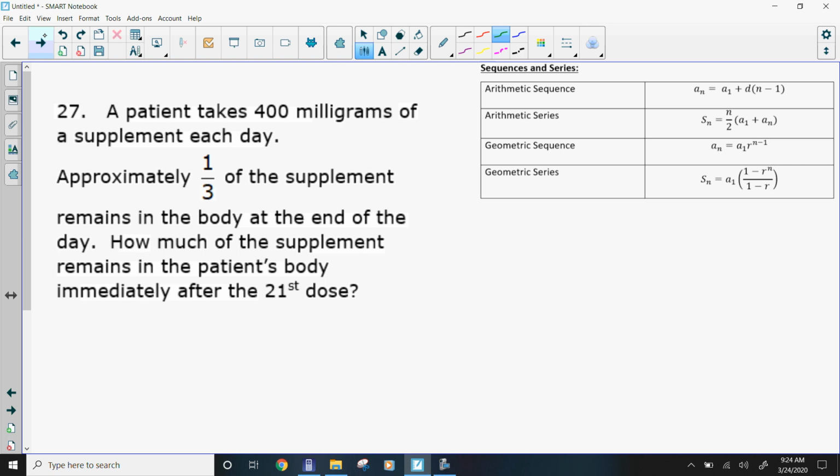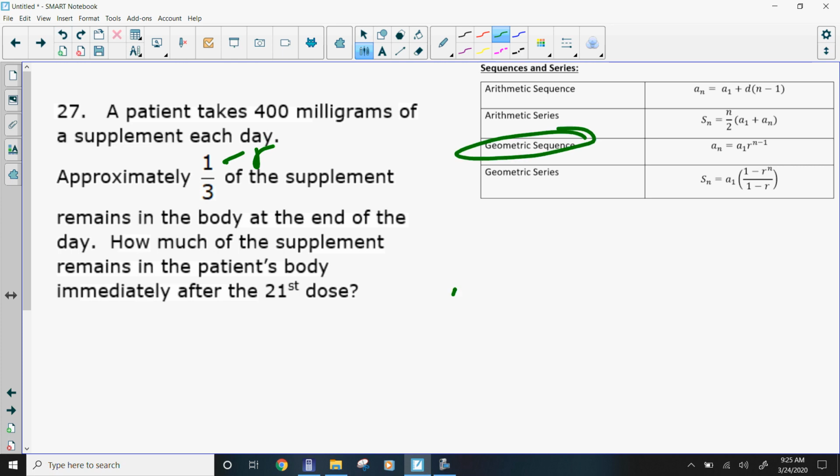Okay, a patient takes 400 milligrams of the supplement. 1/3 remains in the body. How much of the supplement remains after the 21st dose? So again, if you have one third each day, that's R. So we're using the sum again. Hold on a second. How much of the supplement remains? Just kidding. We're not using the sum because it doesn't ask for the total. So they want to know how much is going to be in the body at the end of the 21st day. So we're going to use the geometric sequence.